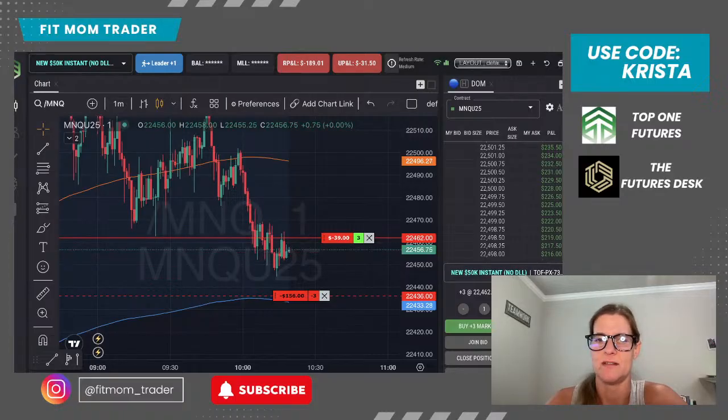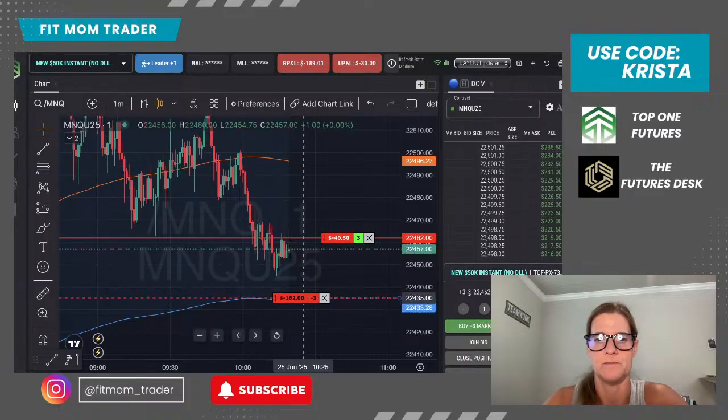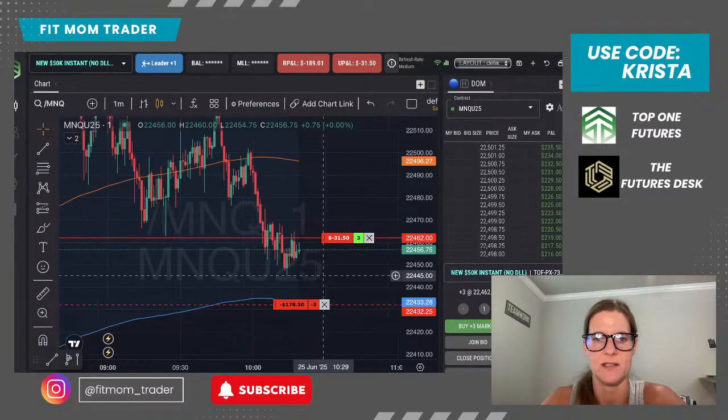The fact that we're establishing this base and we're not getting strong selling pressure is kind of making me wonder if we are going to go back up. A little fake out to the downside. I definitely could be wrong though. Not going to lie. I'm going to give myself a little bit more room just in case it wicks below.